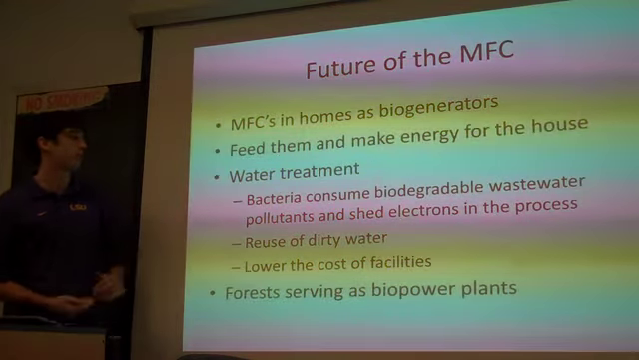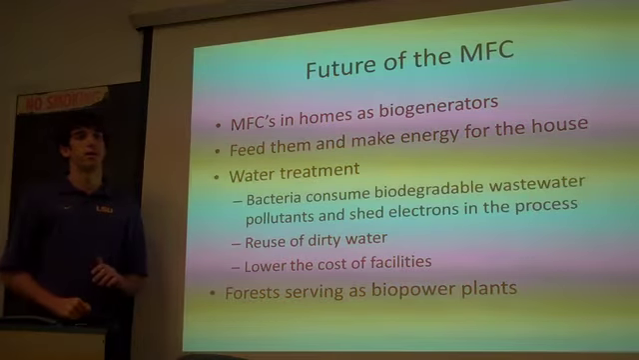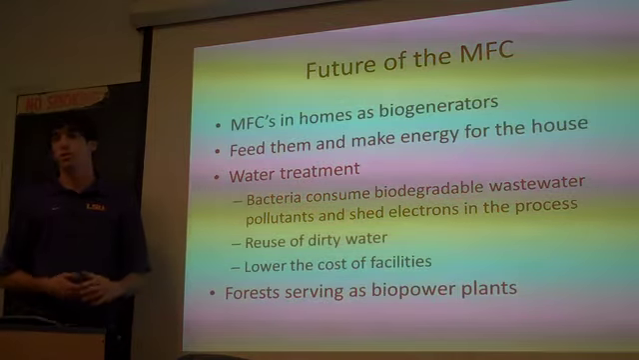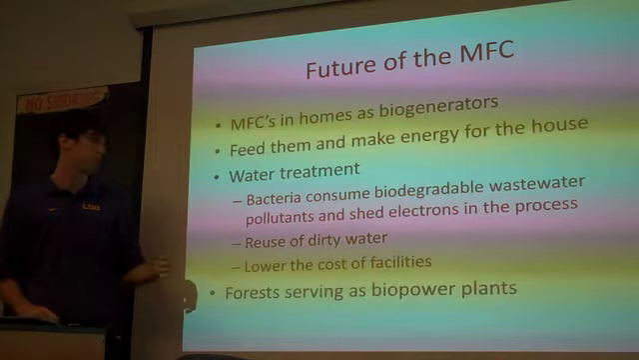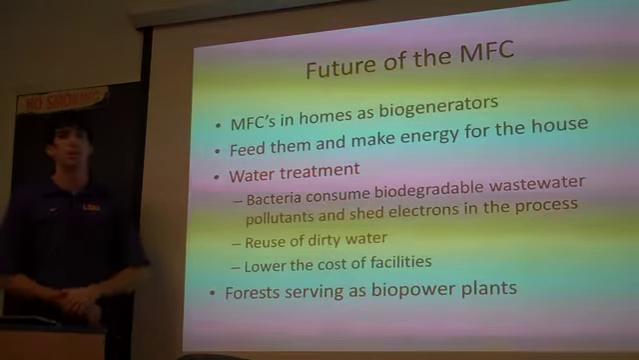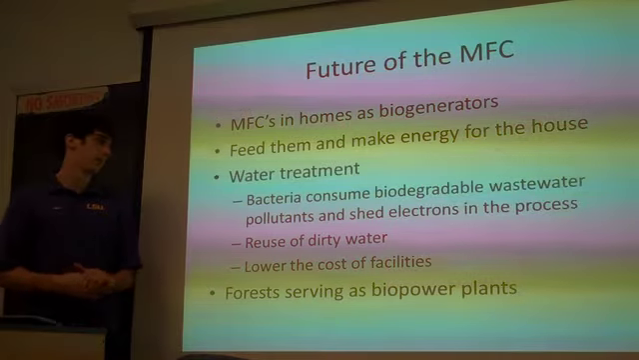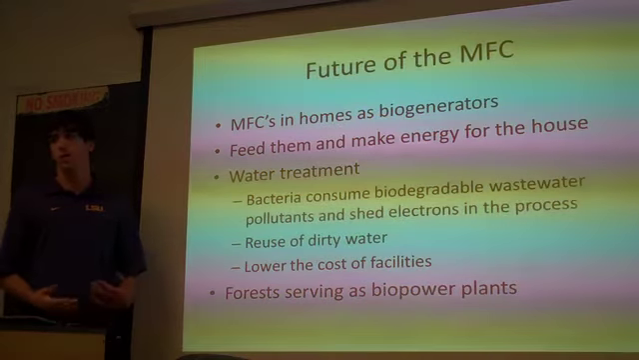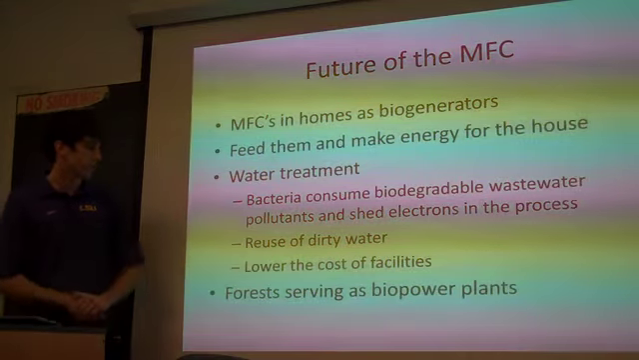Another thing they're used for is water treatment. It can aid in the cost of a water treatment facility by producing energy while purifying water, because they can consume the pollutants in the water and shed electrons in the process. So killing two birds with one stone in there.